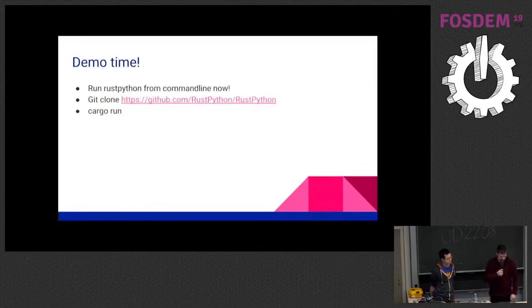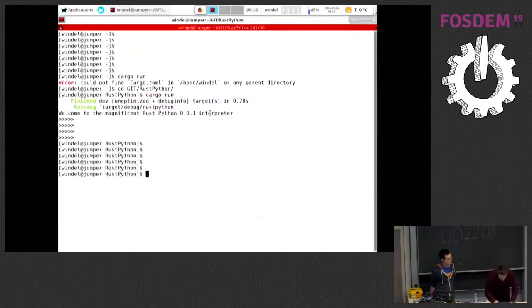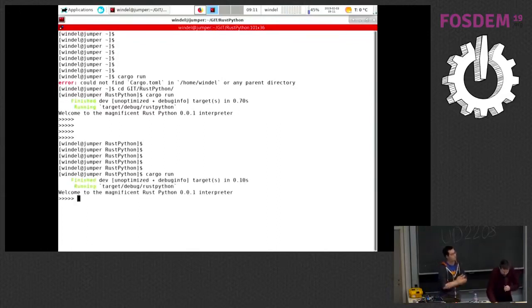Yes, demo time. All right. So if you want to run RustPython, you simply have to clone the repository and hit cargo run. All right. When you enter this shell, you will see, okay, you can do things like 2 to the power 200.